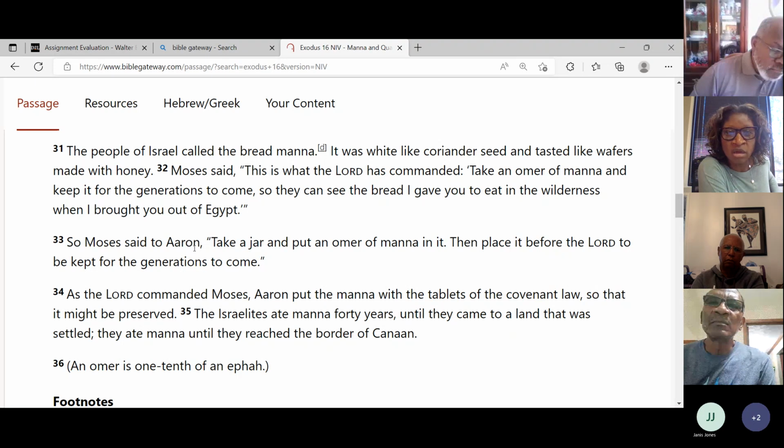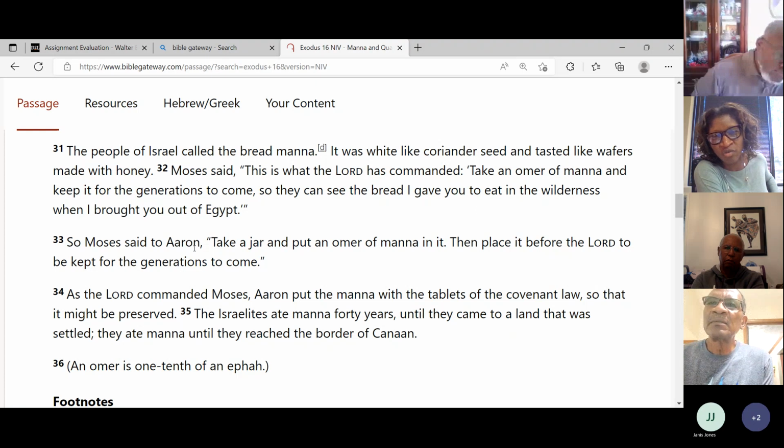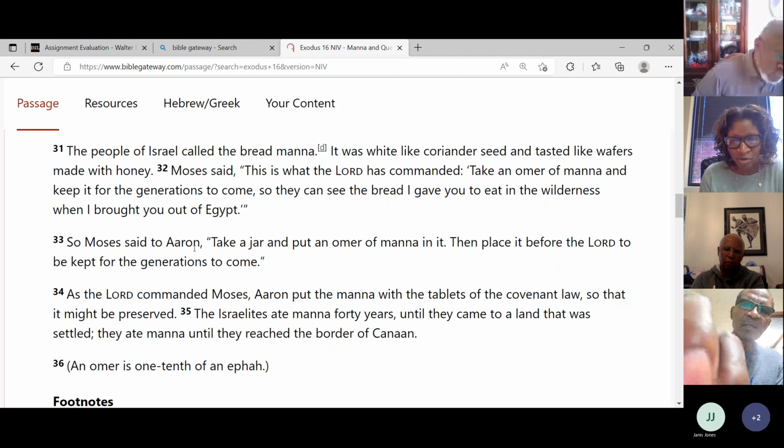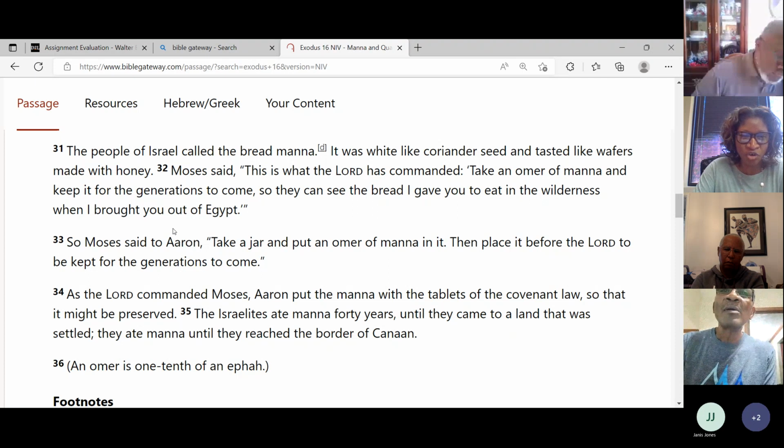The people of Israel called the bread manna. It was white like coriander seed and tasted like wafers made with honey. Moses said, "This is what the Lord has commanded. Take an omer of manna and keep it for the generations to come, so they can see the bread I gave you to eat in the wilderness when I brought you out of Egypt." So Moses said to Aaron, "Take a jar and put an omer of manna in it, then place it before the Lord to be kept for the generations to come." As the Lord commanded Moses, Aaron put the manna with the tablets of the covenant law so that it might be preserved.